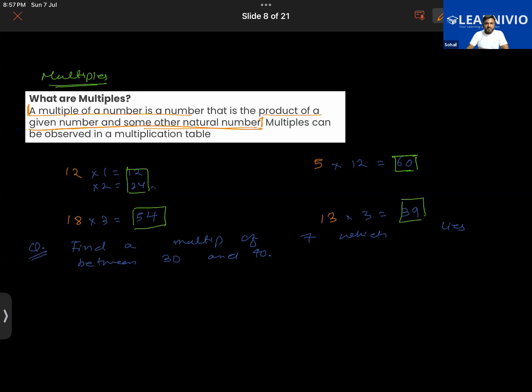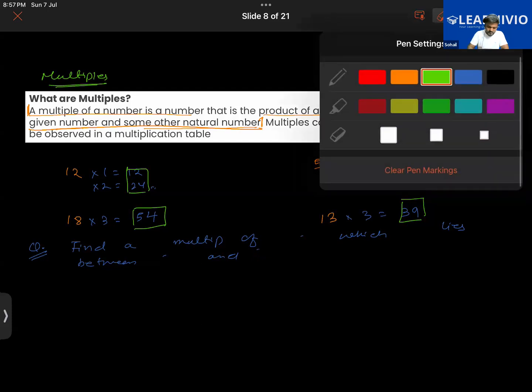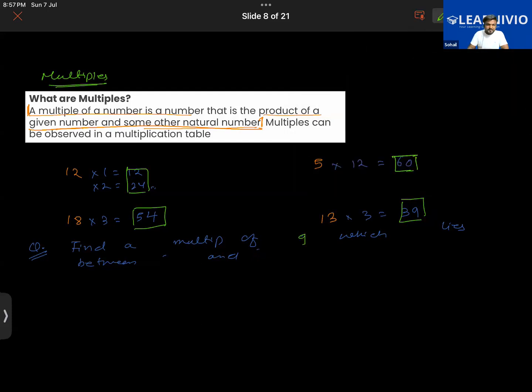Like this, we can do some other questions also. Say you need to find a multiple of 9. So I'm changing the value to 9 here. Now I'm going to give a bigger number. That is going to lie between 350 and 400. Can you find it out? Find a multiple of 9 which lies between 350 and 400.